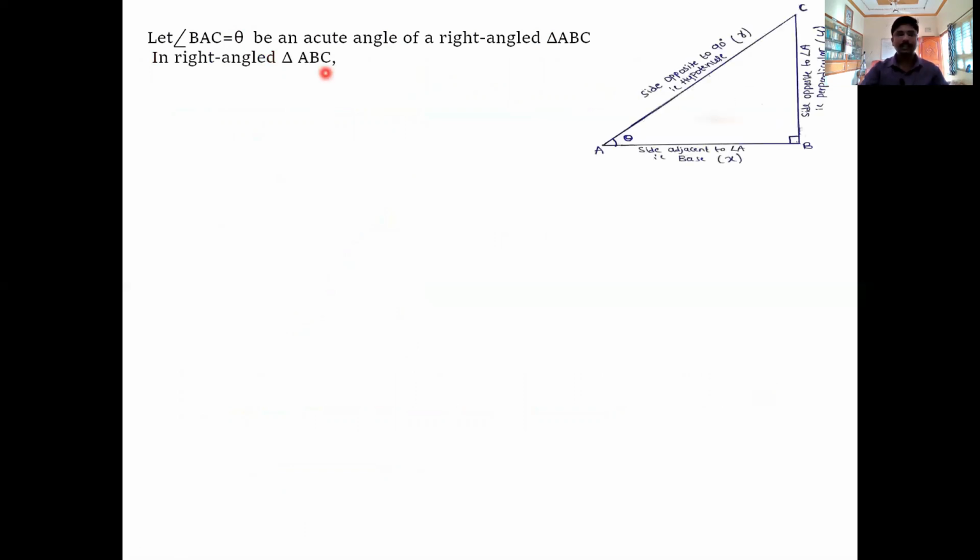Considering one right angle triangle, we will explain the trigonometric ratios. There are totally 6 trigonometric ratios. See here, let angle BAC be theta, an acute angle of the right angled triangle ABC. In right angle triangle ABC, let the base AB be denoted by the letter x, the perpendicular BC by the letter y, and the hypotenuse AC by the letter r.